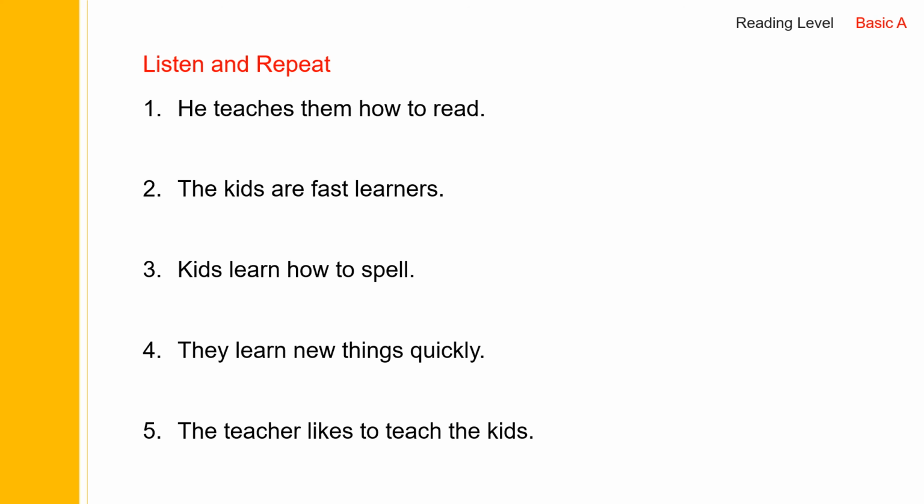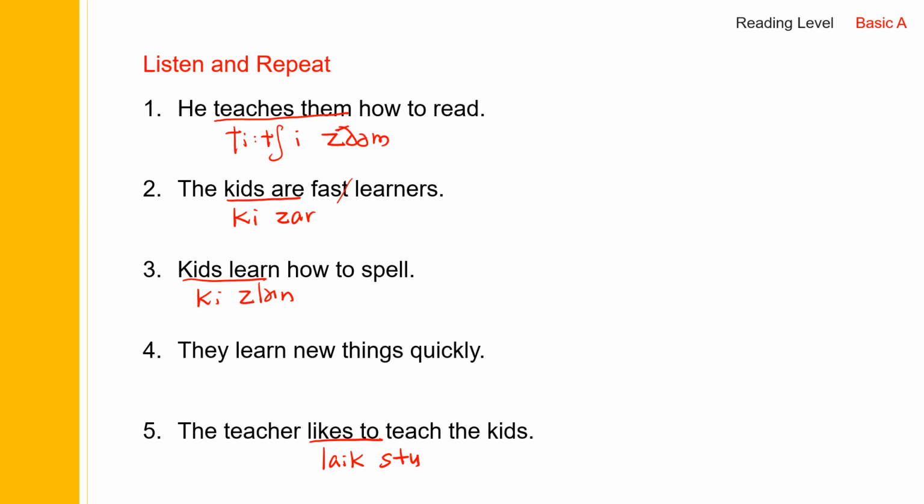Okay, let's go back to the first sentence. He teaches them. Here, read this part. Teaches them. Teaches them how to read. The kids are fast learners. As I said, you don't have to pronounce T. Say fast learners. And kids learn. Kids learn how to spell. They learn new things quickly. Quickly. The teacher likes to teach the kids. Likes. The teacher likes to. The teacher likes to teach the kids.